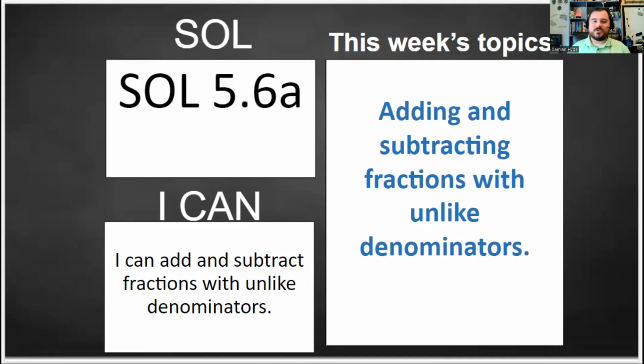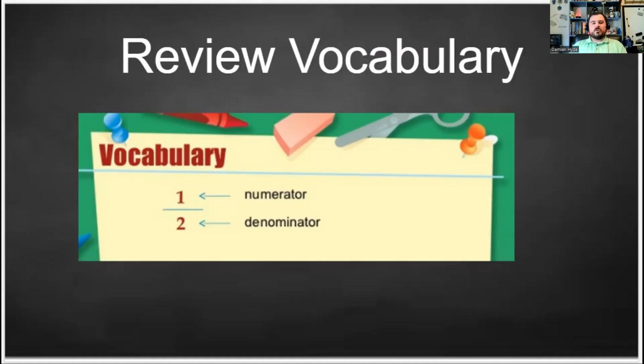Let's get started with today's standard. We are going to do 5.6a, which, friends, means that we are starting to get into some addition and subtraction of fractions with like and unlike denominators. We are going to talk all about that today. So let's get rolling. Real quick review of some vocabulary here.